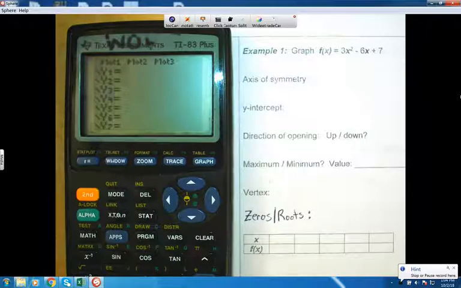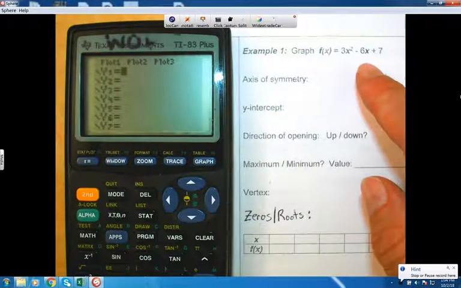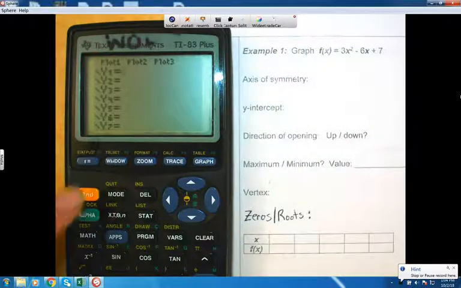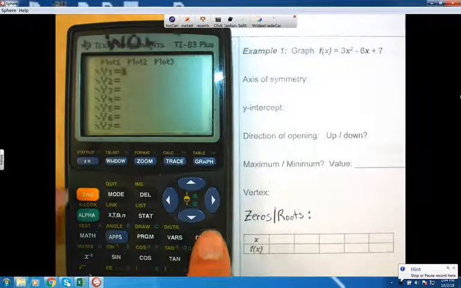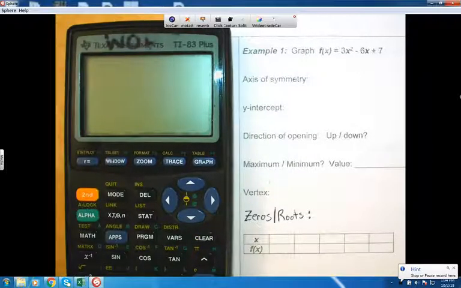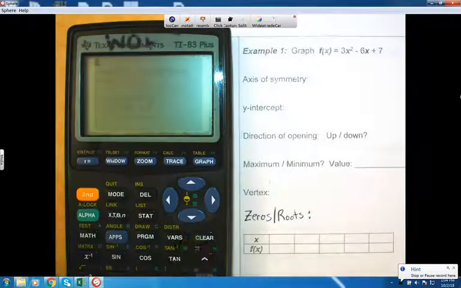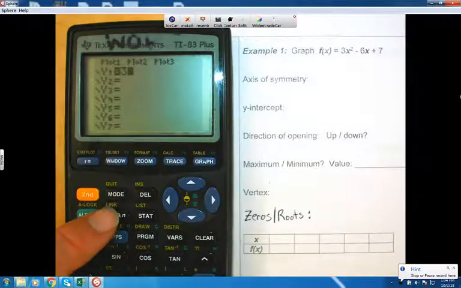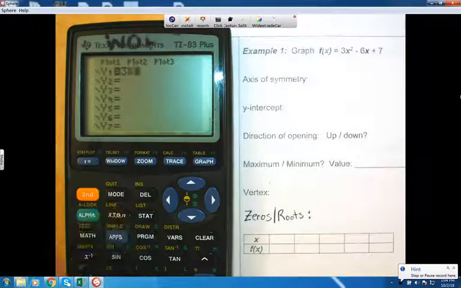But let's get started. We have the function 3x squared minus 6x plus 7, and we're going to graph that. So I'll start by turning the calculator on. The first thing I would do is go to y equals. That's where you're going to graph it. So I'm going to enter 3x squared, so this is the x button, squared, minus 6x plus 7.